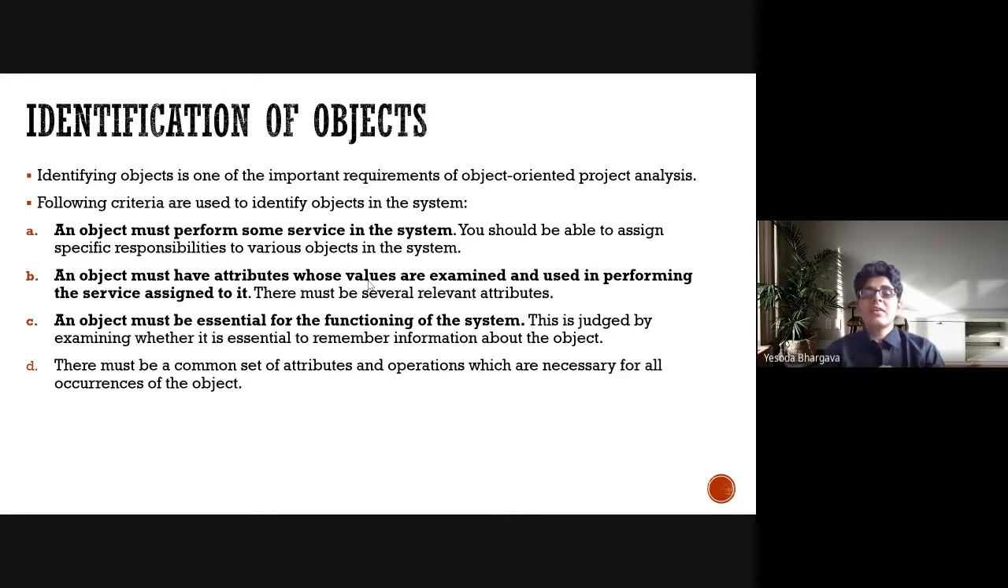Then it must have attributes whose values are examined, often manipulated, and used in performing the services assigned to it. So there can be several relevant attributes. And thirdly, the object must be essential for the functioning of the system. So these are the few criteria that you can use to identify the objects. But do not always go by the rule book. Always keep your intuition along with you whenever you try to develop something.